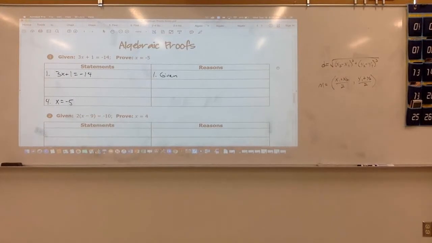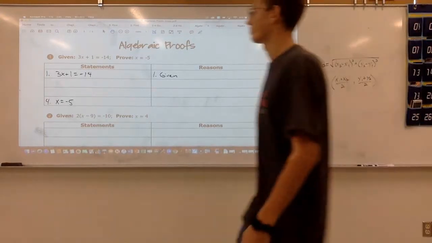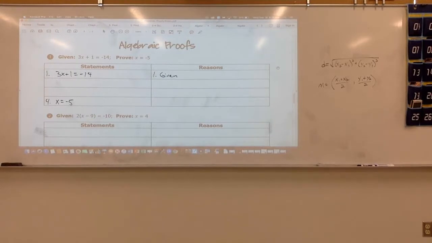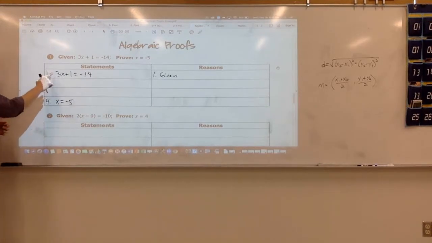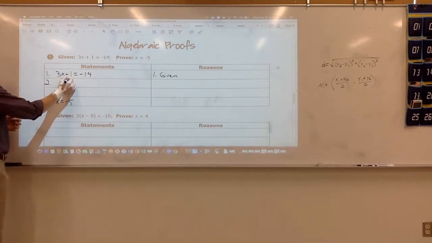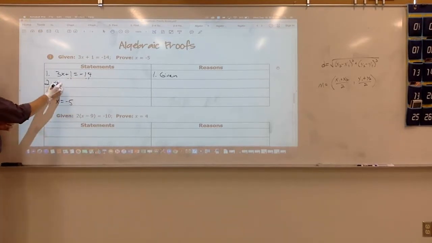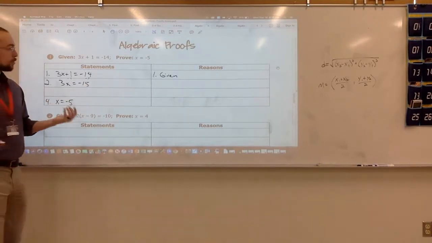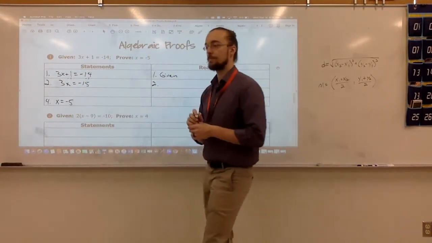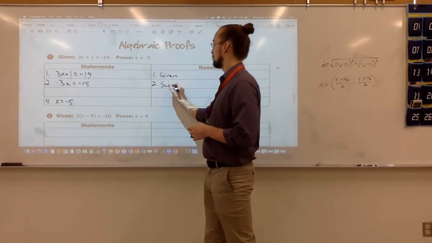Yeah, we will. Well, you're right. There are only 2 steps. But our first line is the given. So then our second line, we would subtract 1 over, right? And you can write in what you're actually doing. So then this would become 3x equals negative 15. What would my reason be for that? Subtraction property of equality.